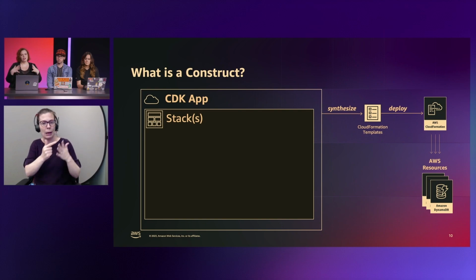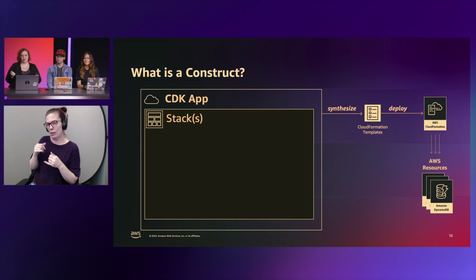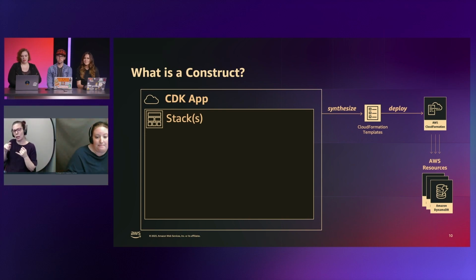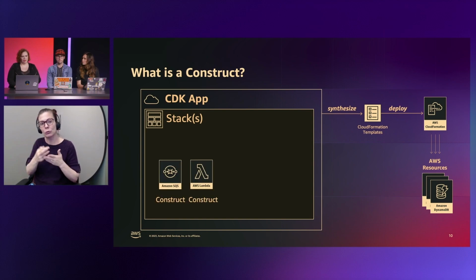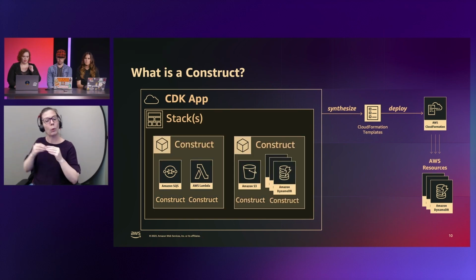And finally, constructs are more or less a class in object-oriented terms. They're the basic building blocks of apps. A construct can represent a single AWS resource, such as an SQS queue, a Lambda function, or an S3 bucket, or it can be a higher level abstraction consisting of multiple related resources. For instance, your SQS construct could include a Lambda function construct as a trigger for that queue.